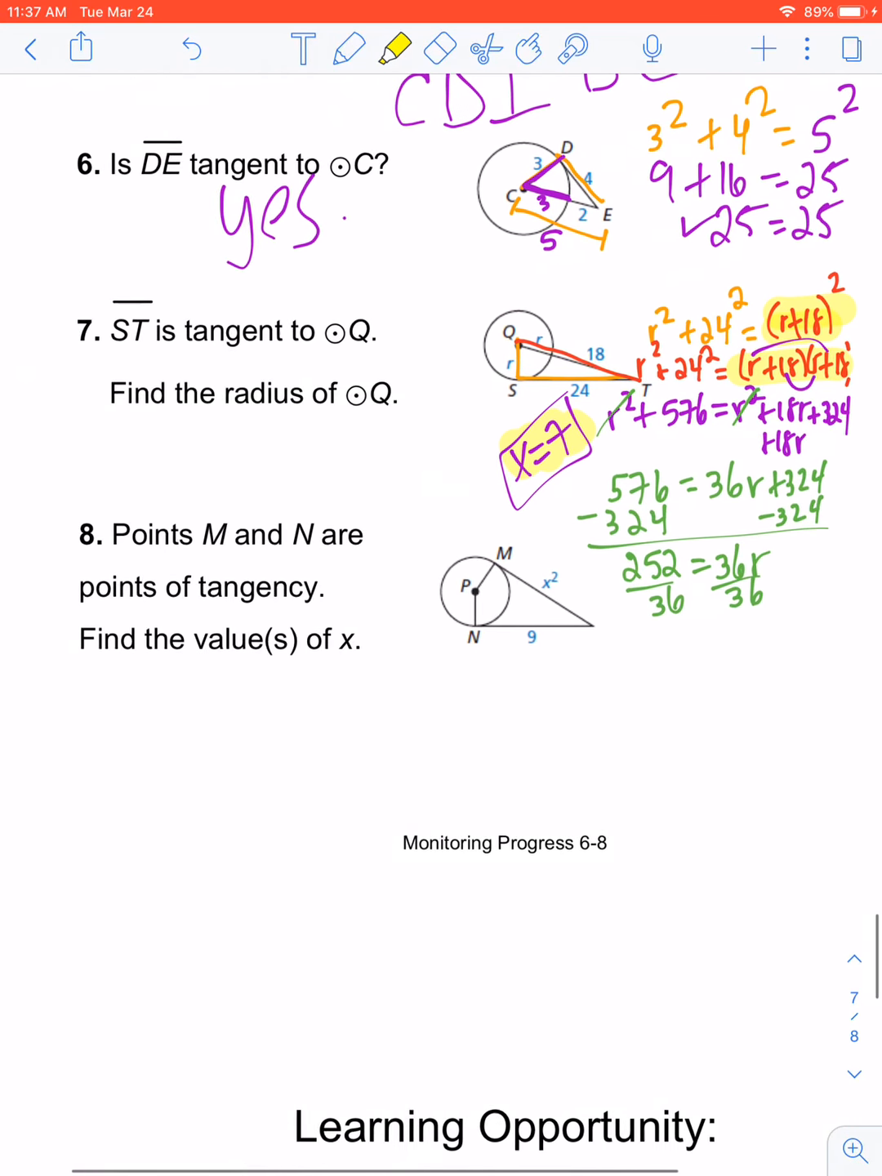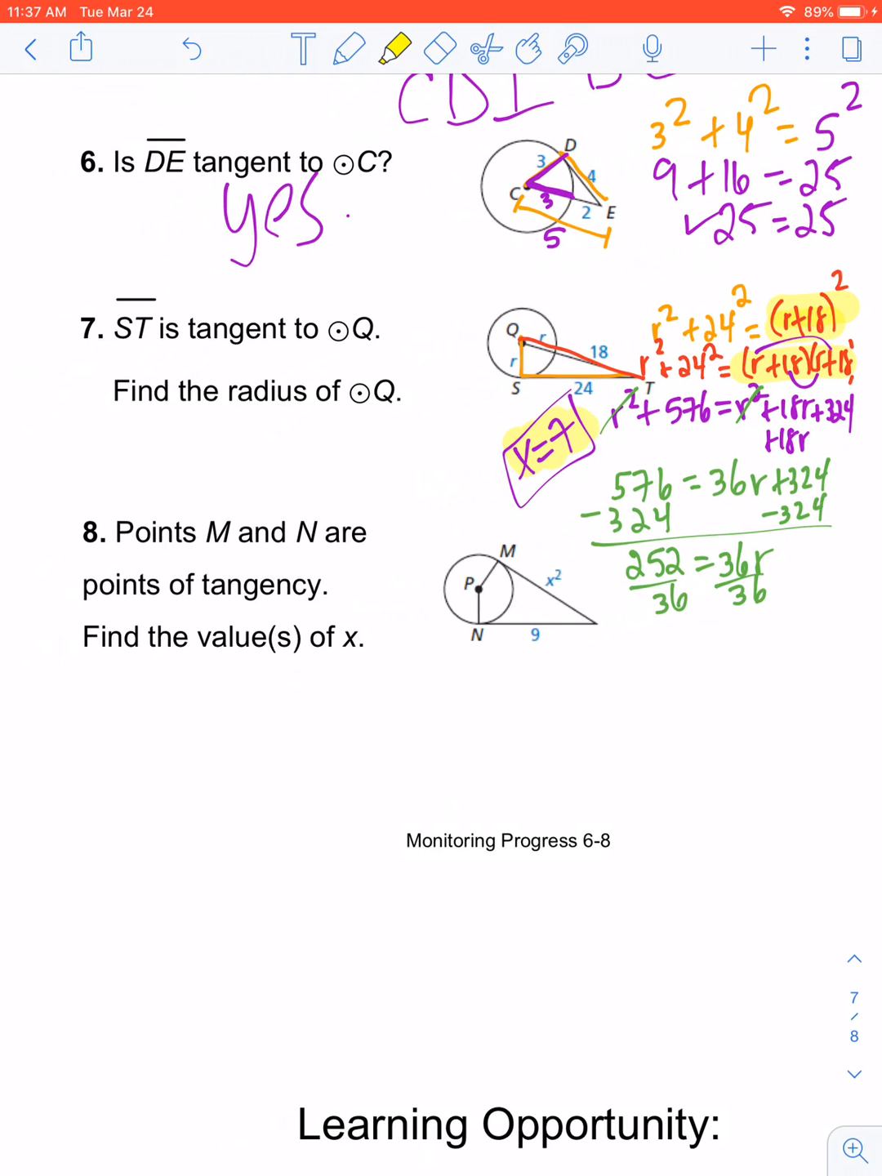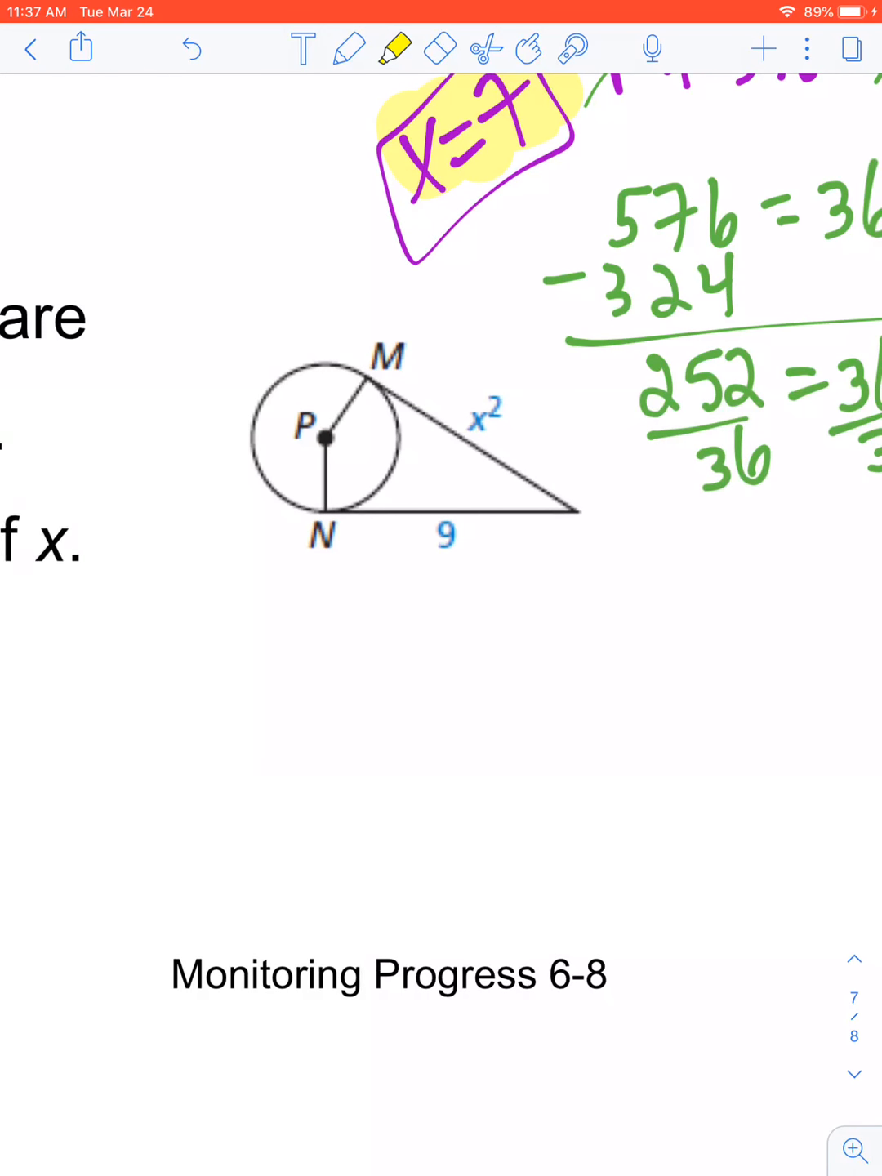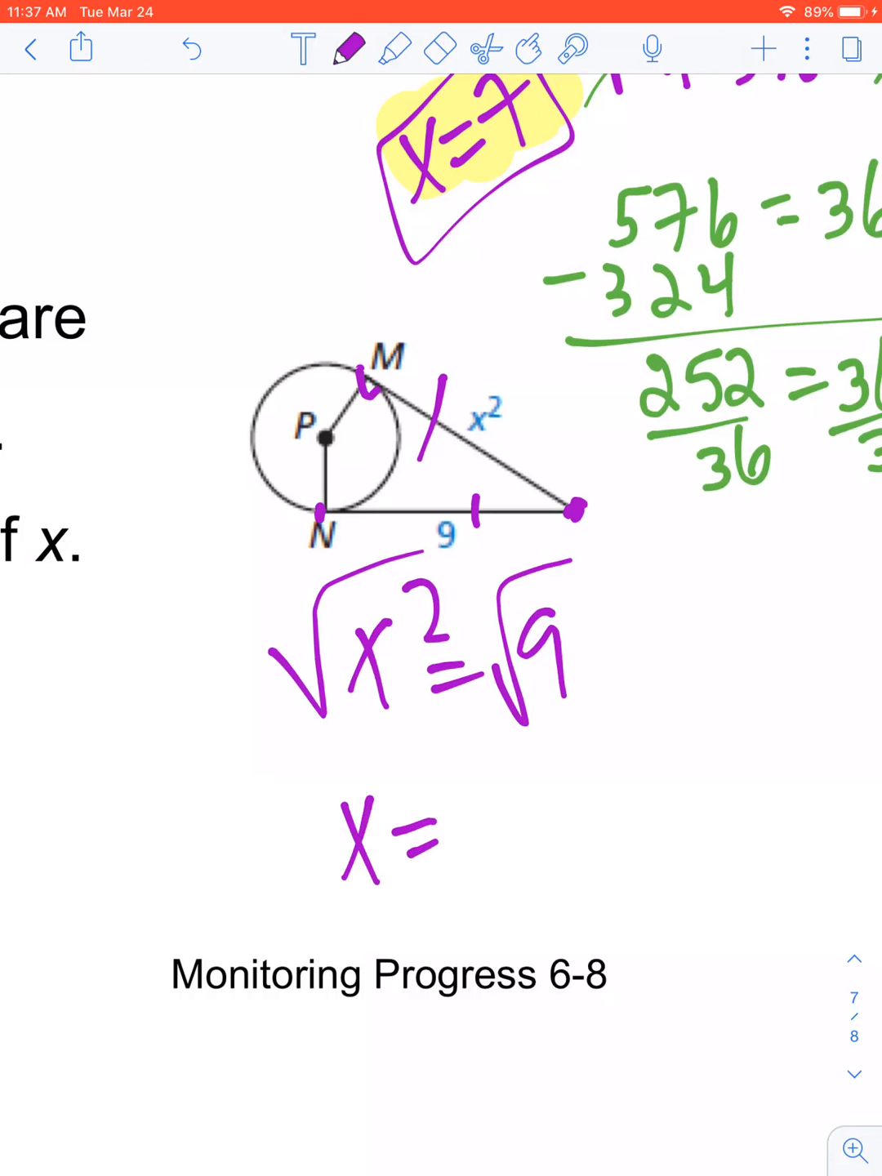And last but not least, and we're done with our first e-learning video, points M and N are points of tangency. Find the value of X. The real issue here is that you have to remember via the theorem that the distance from M to this point and the distance from N to that point are the same. So X squared is equal to 9. And don't forget that when you solve by square roots, you get 2 answers.